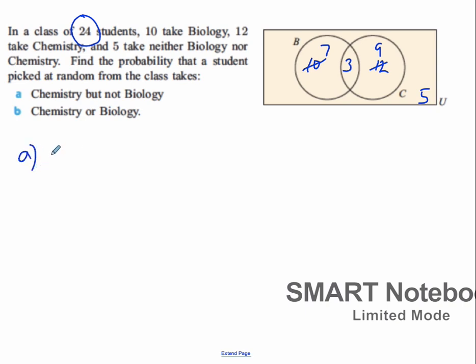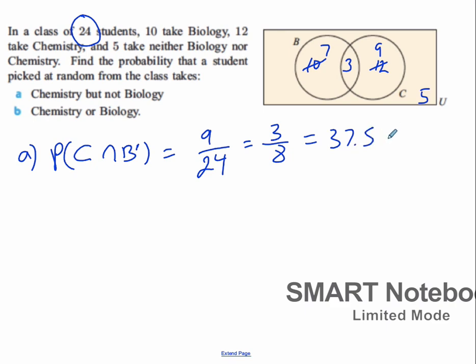So what's the probability? I'll write it like this: probability of chemistry and not biology. This is how you can write with symbols. How many people are in chemistry but not biology? That's 9 people. So it's 9 out of 24, which is 3 out of 8, or 37.5% if you like.